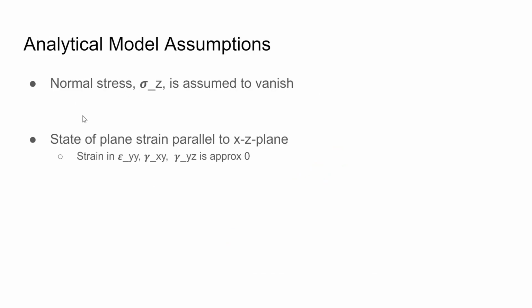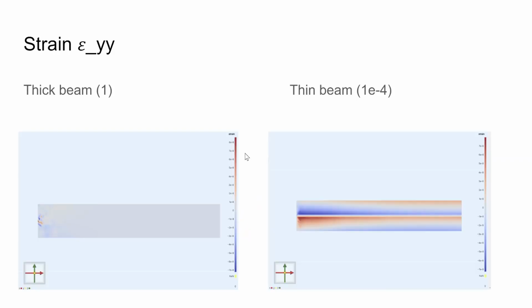So one assumption, if you remember, was that the epsilon yy is approximately 0. And if we take a look at it in the thick beam, that holds. It's just some peaks at the clamp, but in the beam it holds that it is 0. If you take a look at the thin beam now, we can see that this actually doesn't hold anymore, but that we have a yy component of the strain that is not vanishing. And that is why our analytical model breaks down and why we need a full 3D simulation in that case of a thin beam.